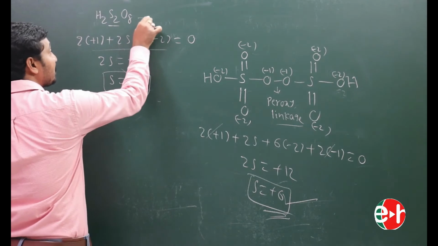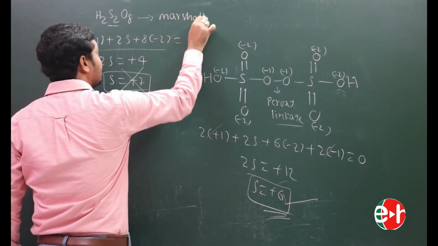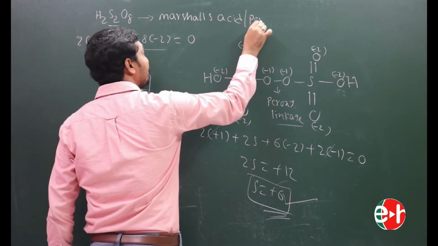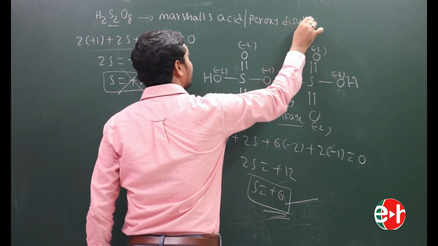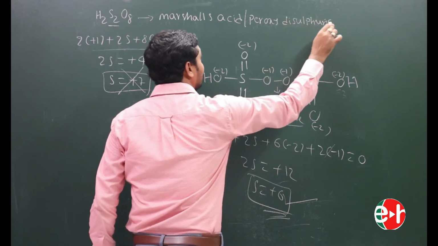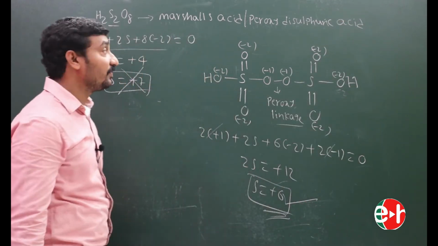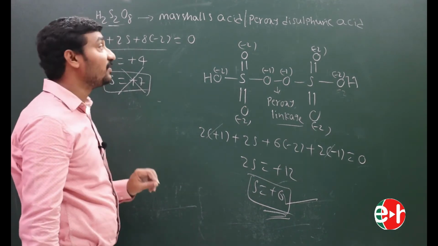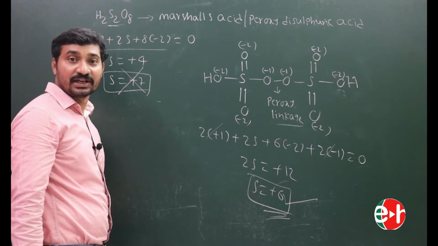H2S2O8, what is the name of this compound? Marshall's acid, or peroxydisulfuric acid. Sometimes the name is given directly, not the formula. What is the oxidation state of sulfur in Marshall's acid? +6.